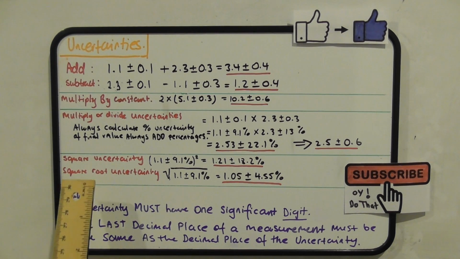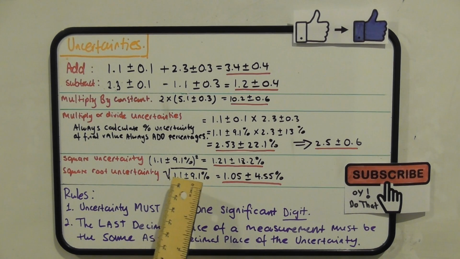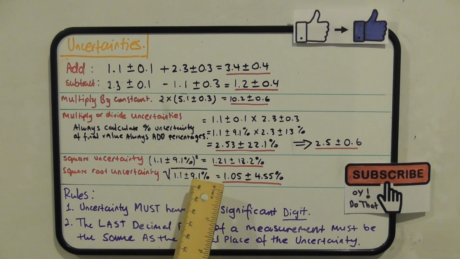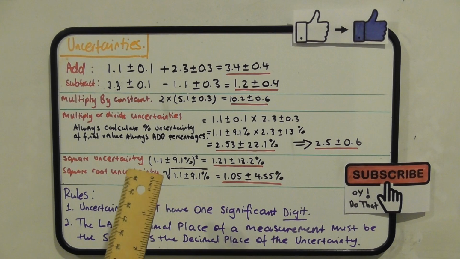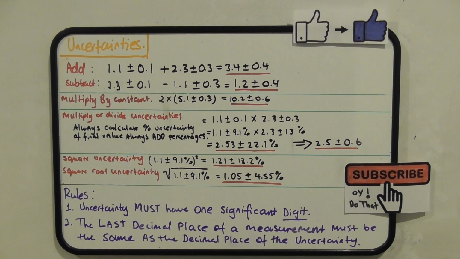Now finally, if you were to square root a value with an uncertainty, you would square root that value, and then you would divide that uncertainty by 2, because the square root is a power of a half. And similarly, if you were to cube root that value, you would perform that operation on 1.1, but then you would divide 9.1 by 3, and so on and so forth.